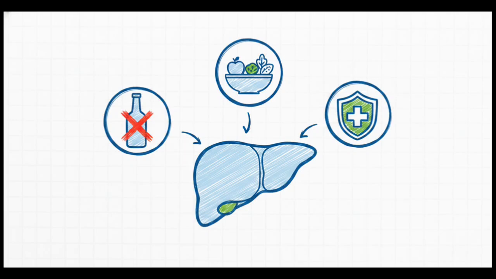The absolute cornerstone here is alcohol abstinence. Next is robust nutritional support, mostly because these patients are very often severely malnourished. Beyond that, you're focusing on managing any general complications and treating underlying infections or precipitating factors. Basically, it's a proactive, supportive approach to let the liver heal.